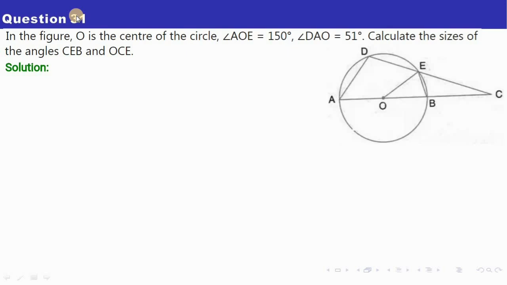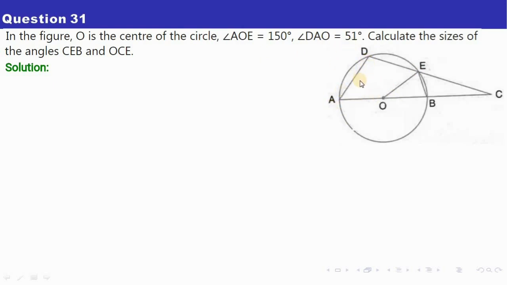The question says, in the figure, O is the center of the circle. Angle AOE is 150 degrees, angle DAO is 51 degrees. So this is the given circle with center O. Angle AOE, this angle, is given to be 150 degrees, right? And DAO, this angle, is given to be 51 degrees.